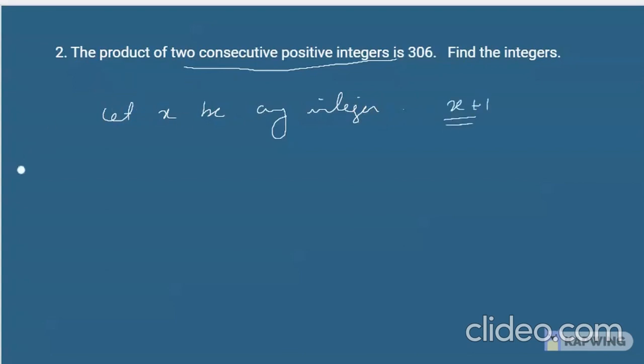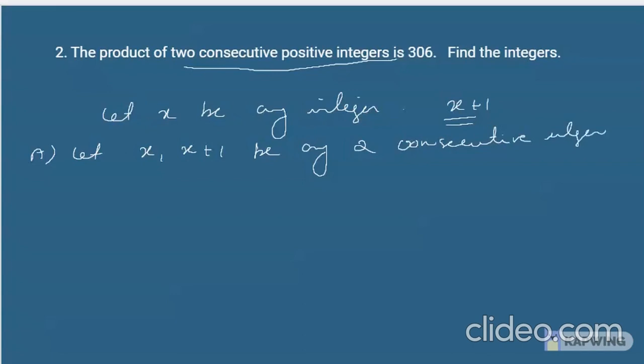So how can you write the answer? You can write: let x and x plus 1 be any two consecutive integers. You can take x minus 1 and x also, but let's take it like this. Let x, x plus 1 be any two consecutive integers.